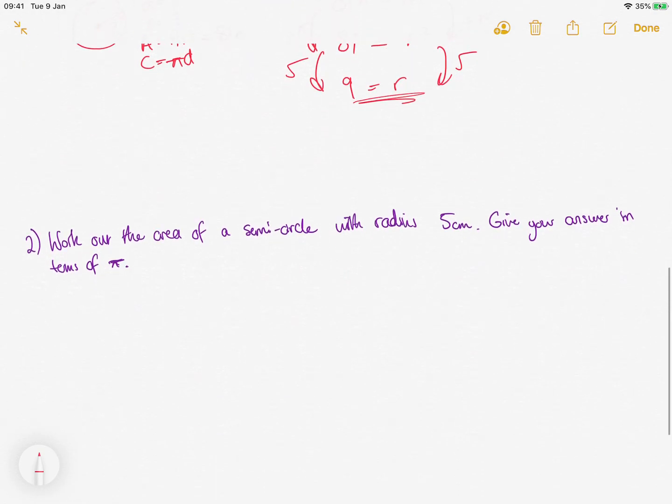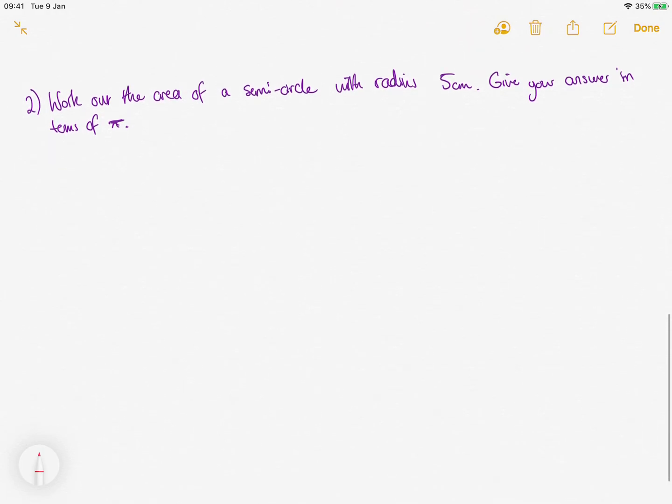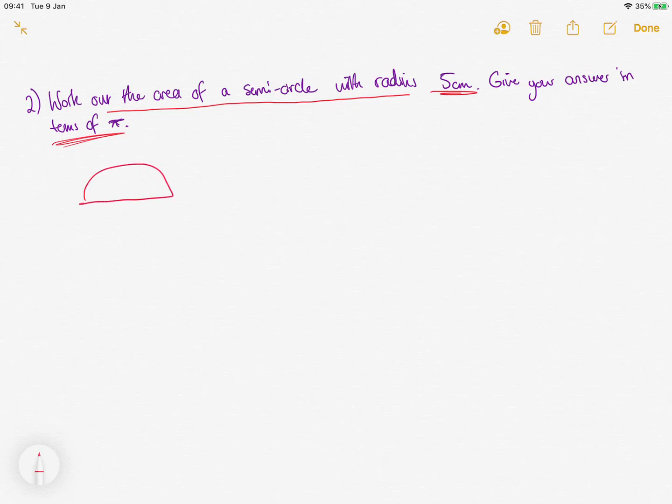So again, if you haven't already, have a go at question 2, and then pause it and mark your work in red pen. So area of a semicircle with radius 5, answer in terms of pi. It's going to be a non-calculator question. So I've got my semicircle, and I'm told the radius is 5 centimeters. So let's write down our DRAC. R is 5, D must be 10.